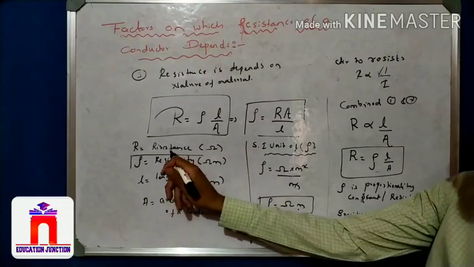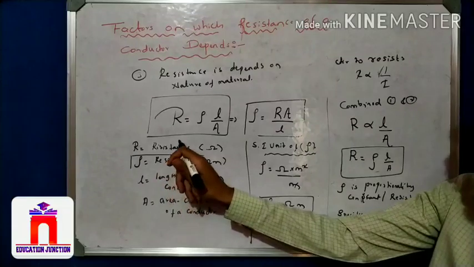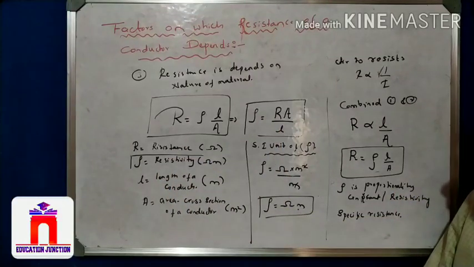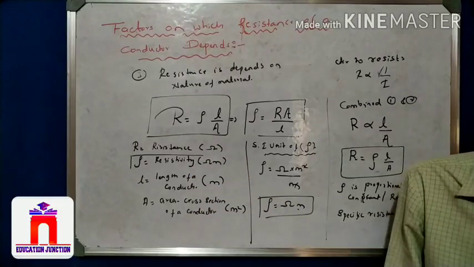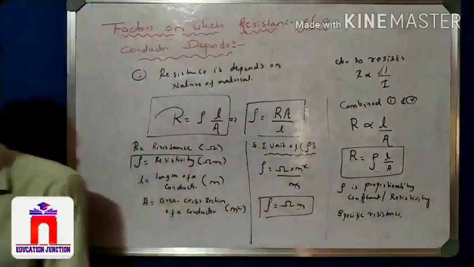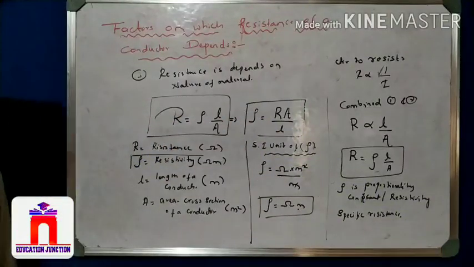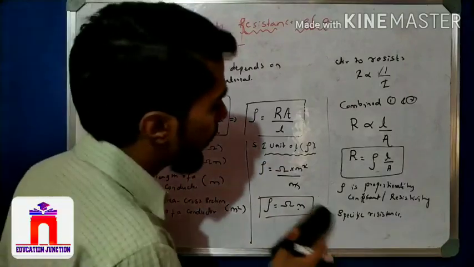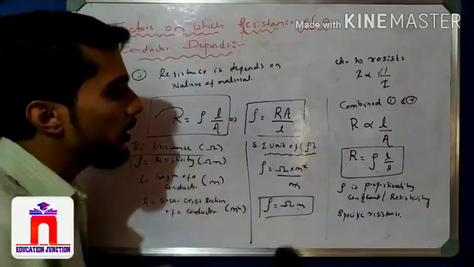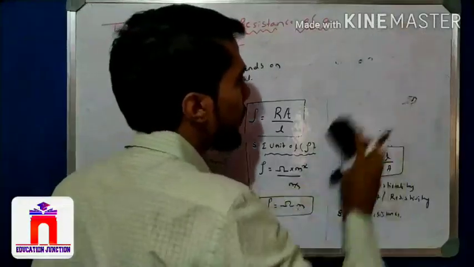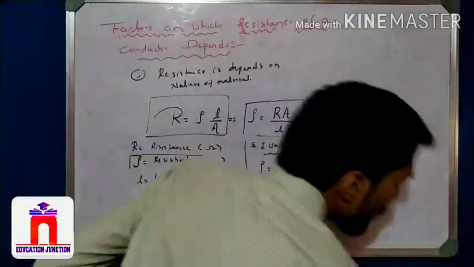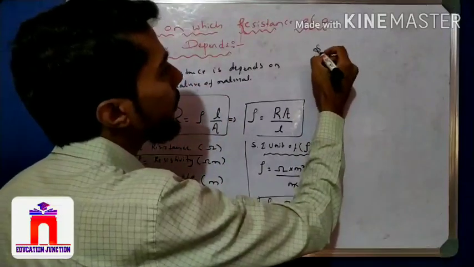So what is resistance? Resistance is the property of a material to offer opposition to the flow of current. Now we will define resistivity. Please note down all these points about resistivity. I hope you understand these formulas. I will write the definition of resistivity first, then we go to the next concept.